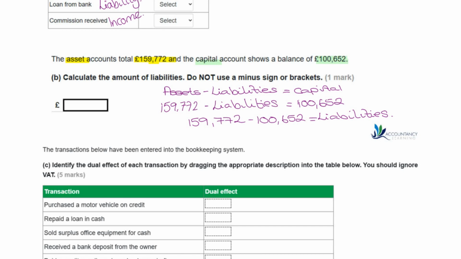And now we can do the sum to find out our liabilities, and we end up with 59,120. So always break this down, write it all out. You can ask for paper in the exam to write your notes on. Write it all out, substitute the numbers that you know, and then move your formula around to find out the missing item.